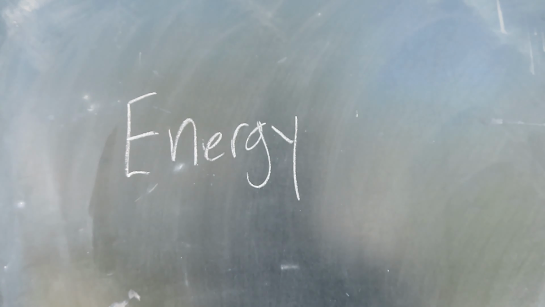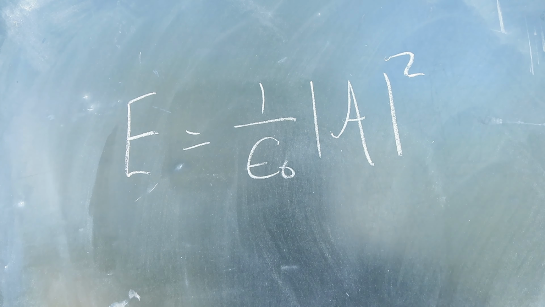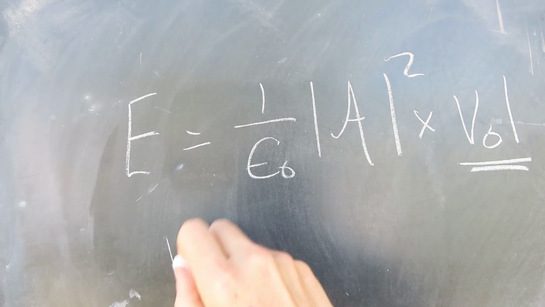It was the field strength of that field squared. In other words, for light waves, the energy of a light wave was understood to be proportional to the intensity of the light. More precisely, the energy inside the box was given by E is equal to 1 over a constant, epsilon naught, times amplitude squared times the volume of the box.